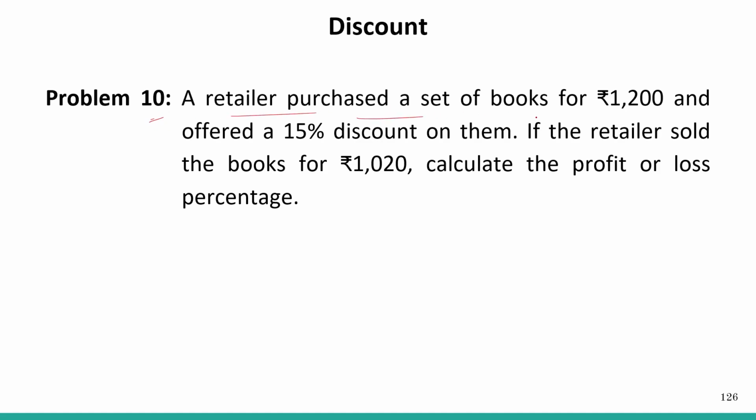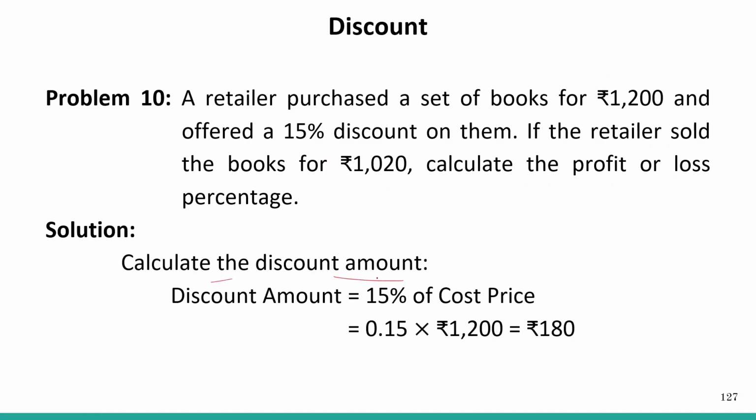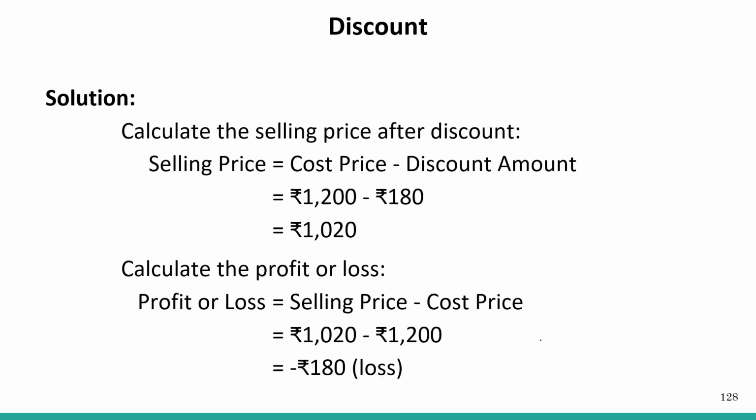A retailer purchased a set of books for 1200 rupees and offered a 15% discount on them. So if the retailer sold the books for 1020, then calculate the profit or loss percentage. Okay. So calculating the discount amount. 15% of cost price is equal to what? 0.15 into 1200. This is equal to 180 rupees. So selling price is equal to cost price minus discount amount. So 1200 minus 180 is equal to 1020.